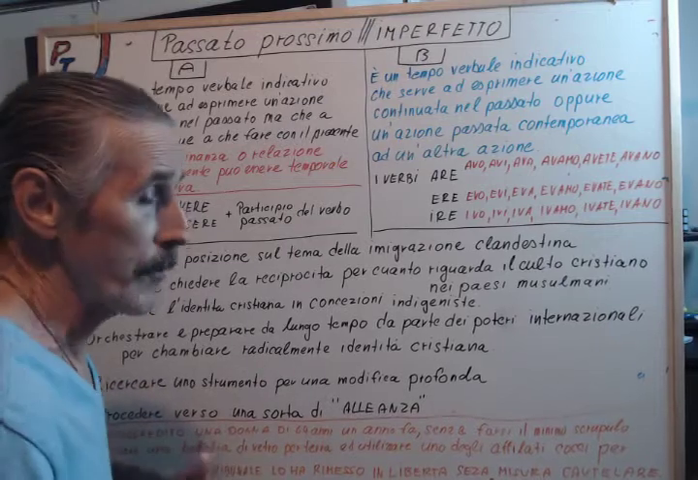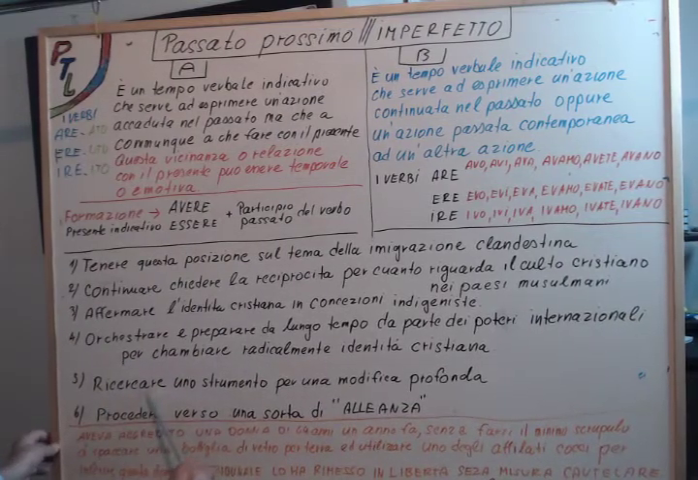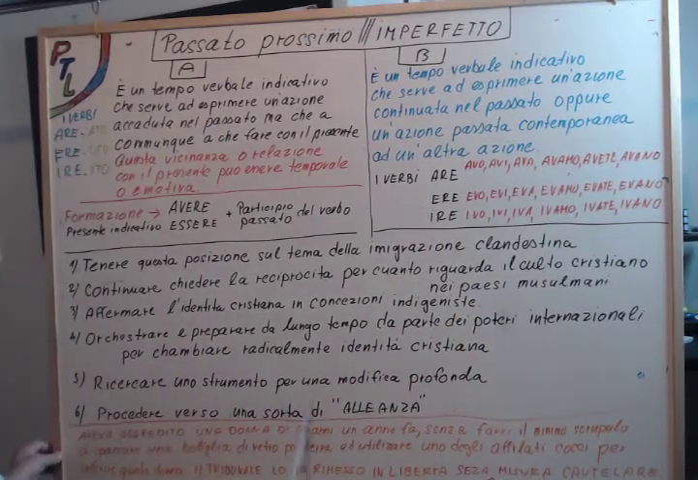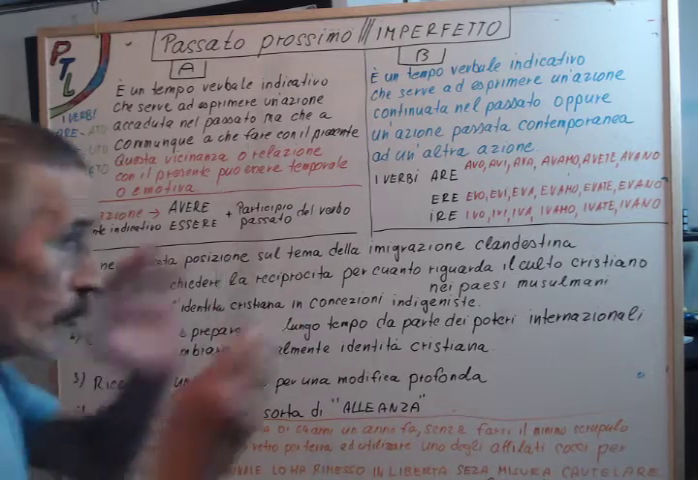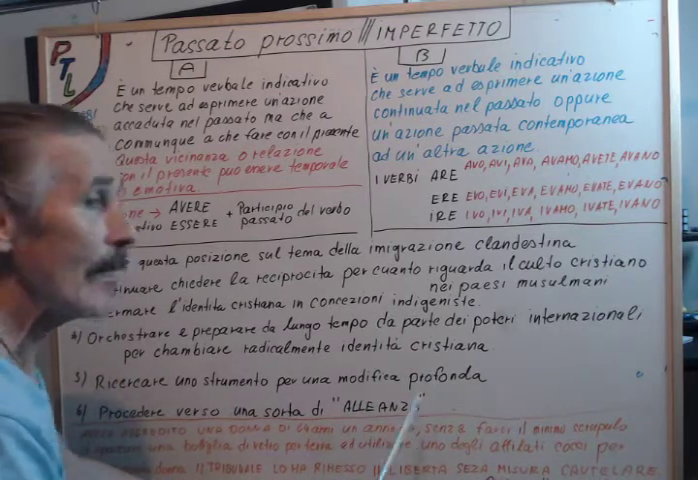Or if it was, let's say, we, I would say noi ricercavamo. You see? Take are away, ricercavamo uno strumento per una modifica profonda. And the last one, procedere verso una sorta di alleanza. Procedere is to proceed, verso, toward, una sorta, kind of, alleanza, alliance.